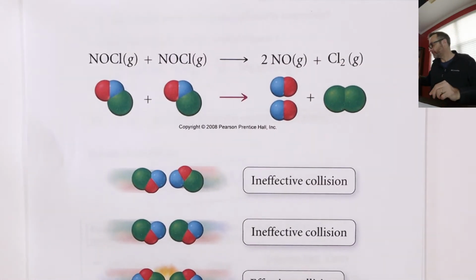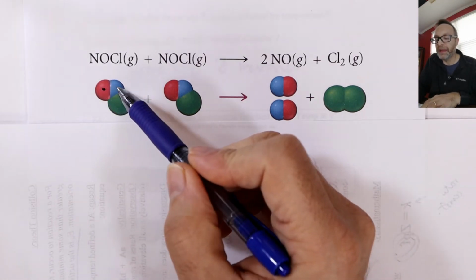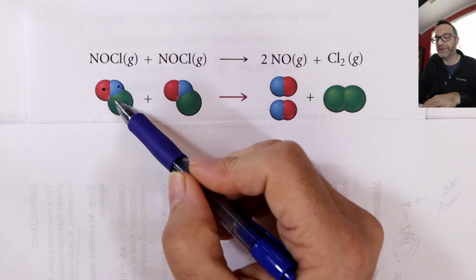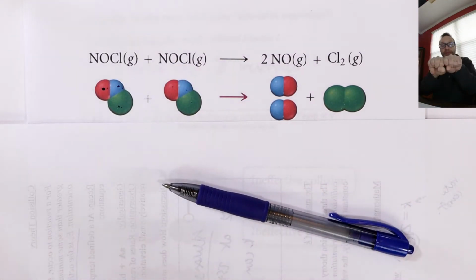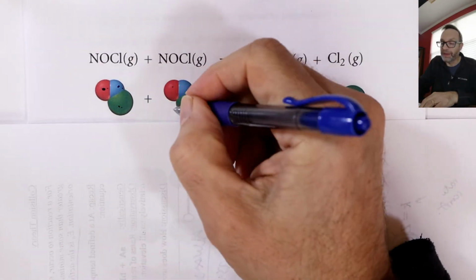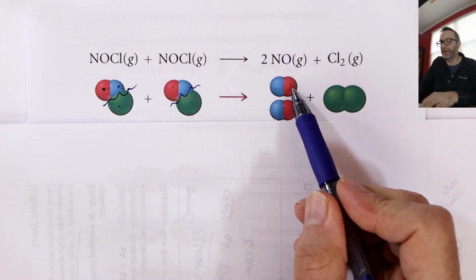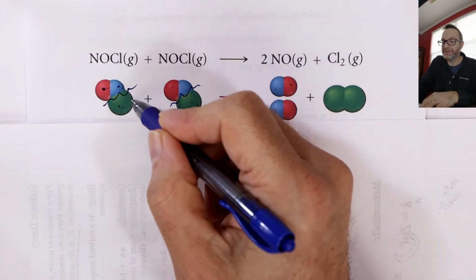So here we have a microscopic look at a reaction. We have NOCl, NOCl, and those two molecules bump together to make two NOs. So that bond's going to break, and I get NO by itself. And then I make Cl2, so that Cl has to stick to that Cl.